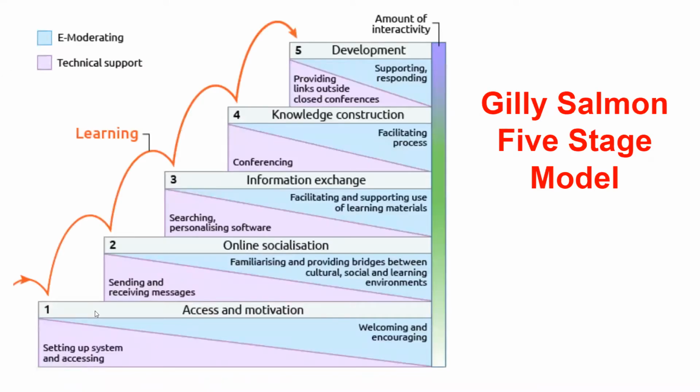So the model that's in front of you at the moment is Gilly Salmon's 5-stage model. And I want to talk specifically about these gray layers, okay? Those are your stages. And in each stage, she talks about the technical support that you need in that stage, i.e. the pale purple stuff. And she talks about the kind of facilitation, what she calls e-moderating, but which I think of as perhaps the more human face of it, the what are the people doing in that space question.